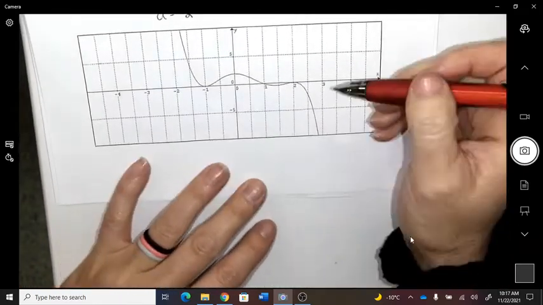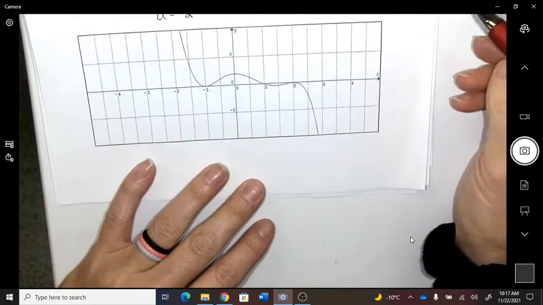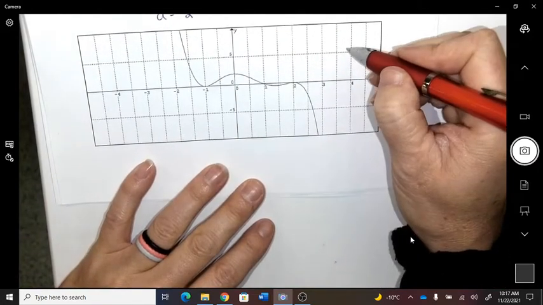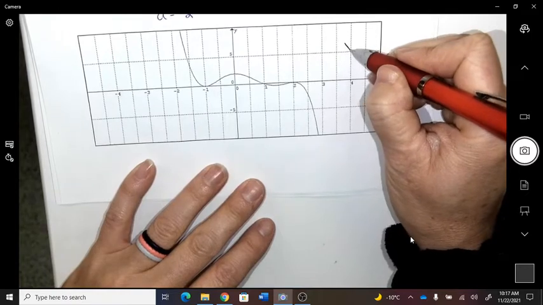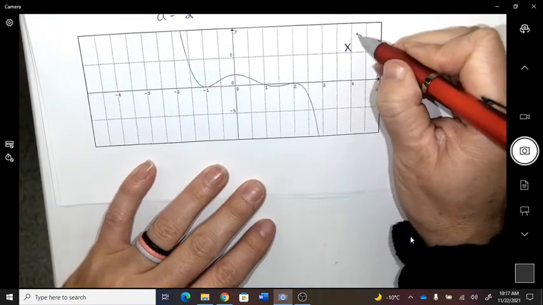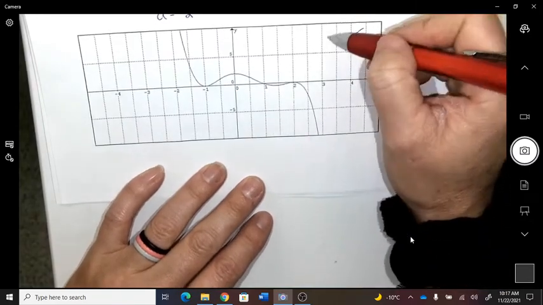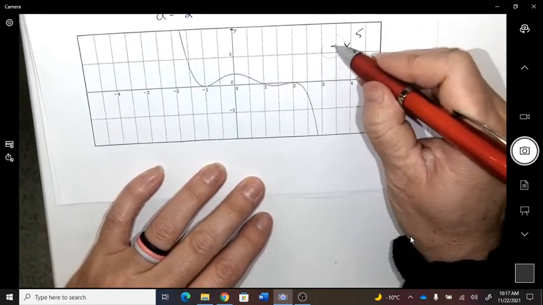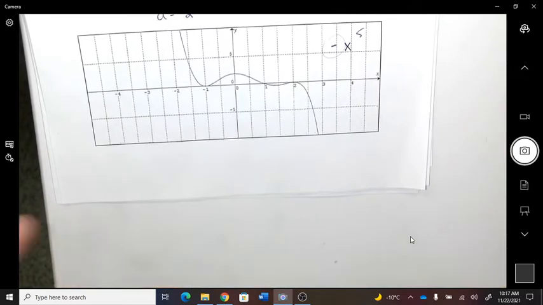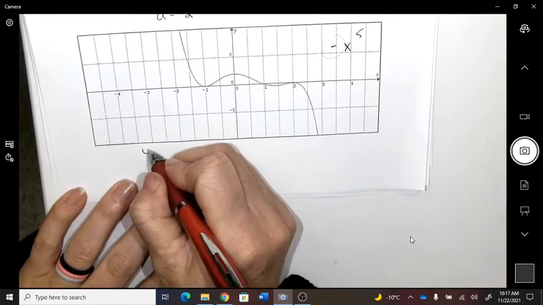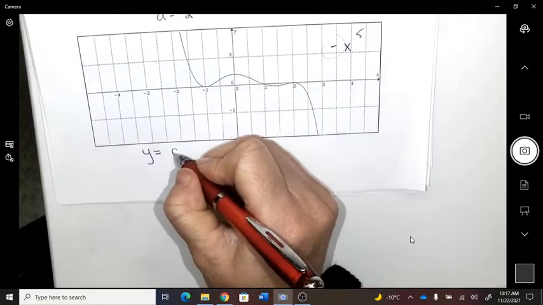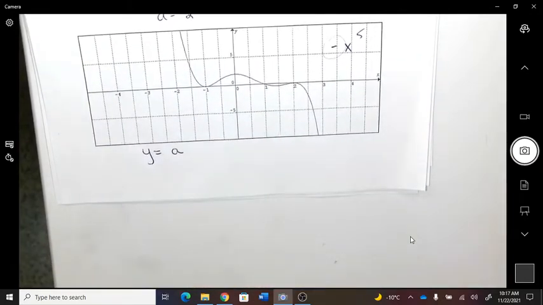Next one. Do you already know what shape this is? What degree do you think it would be? X to the 5. What would you know about a coefficient? Should be some kind of negative number, right? I already know those things. Okay. So we're going to start y equals some a number.